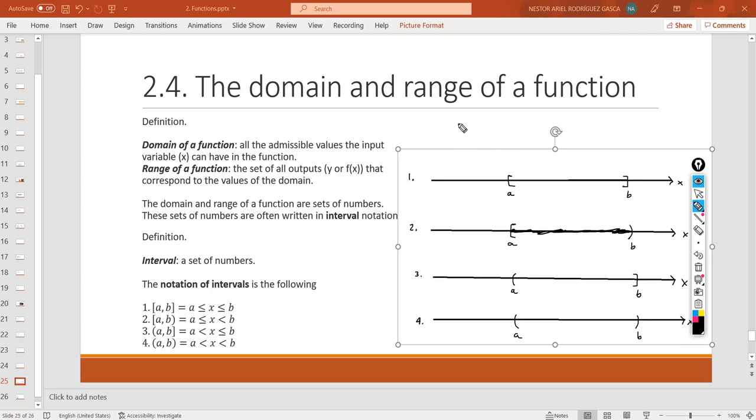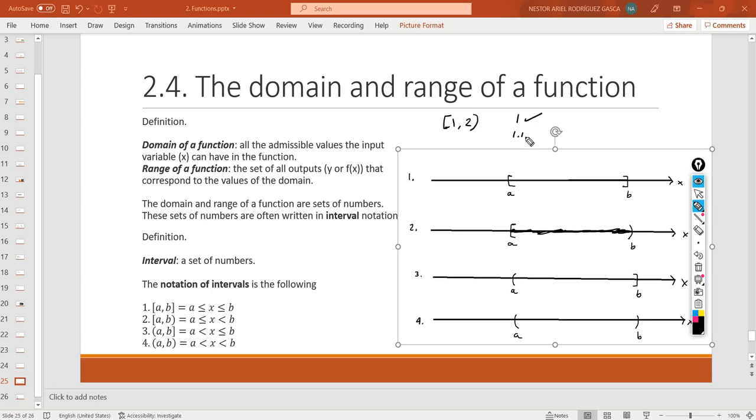For example, let me give you an example. The interval from 1 including to 2 excluding, like this. What does this mean? Well, it means all the numbers that are greater or equal than 1, but strictly less than 2. Let me give you some examples. For example, the number 1 belongs in this set.